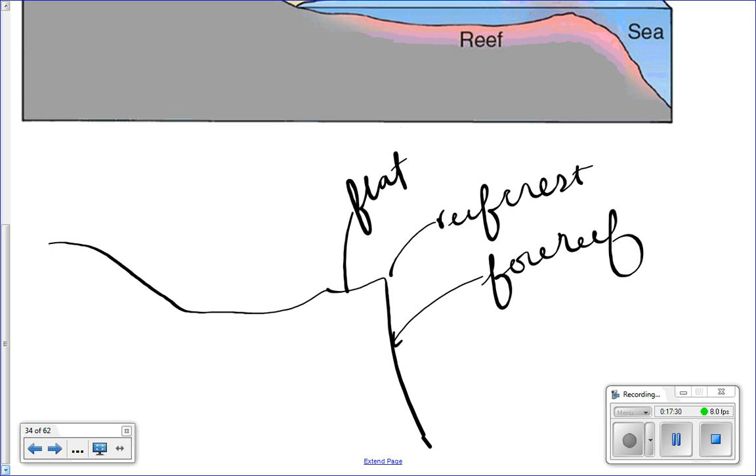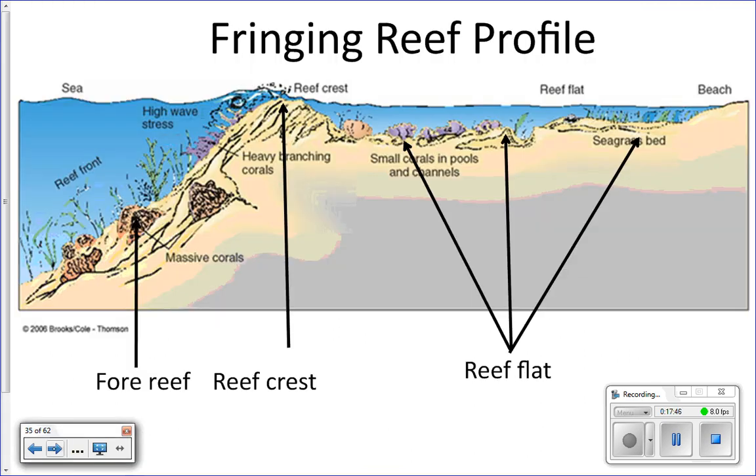Here's what it would be like. You've got the land here, and then you walk out into the water, and you walk basically onto the flat, and you've got reef cuts in the fore reef. There's no lagoon in between. And again, here's another picture, better than I can draw.